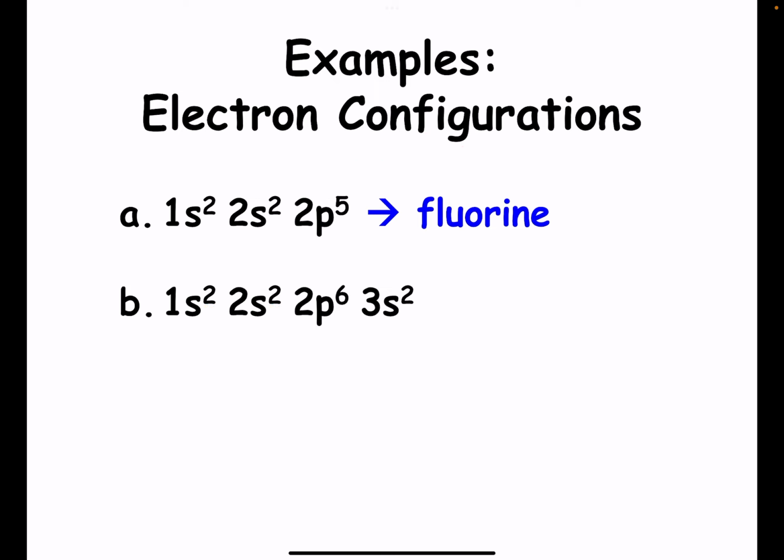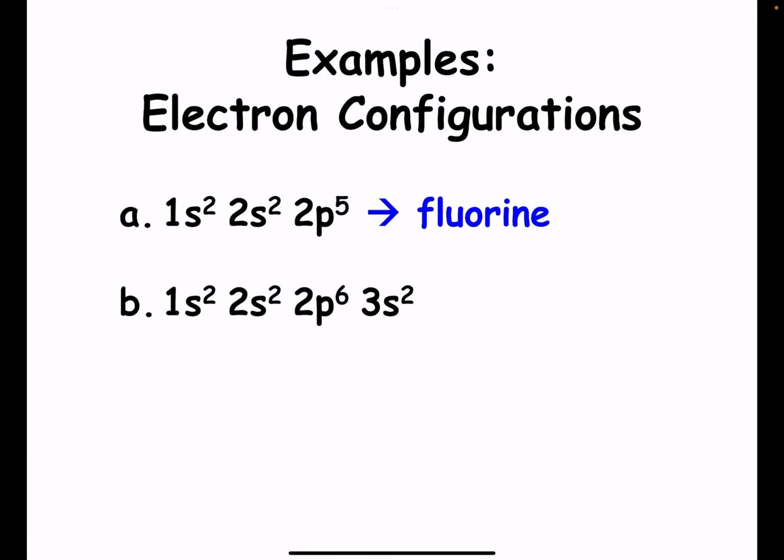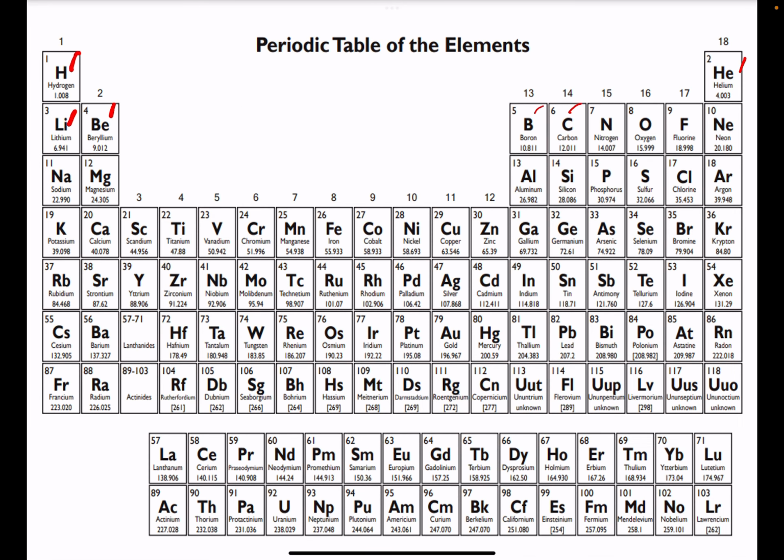Another example. We got 1s2, 2s2, and 2p6. So a little bit more added on to this one. Let's look at the periodic table. We know these two are fulfilled, 1s2, 2s2, and it says 2p6 is fulfilled. So we go 1, 2, 3, 4, 5, 6, all the way to neon. So that p block is filled up.